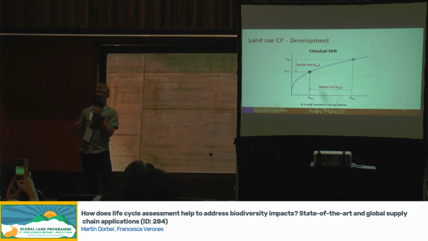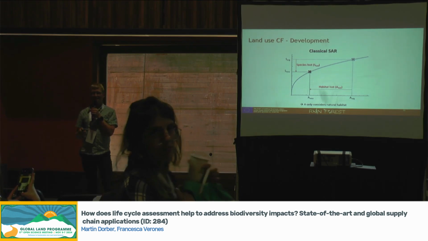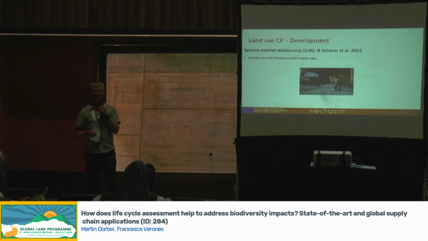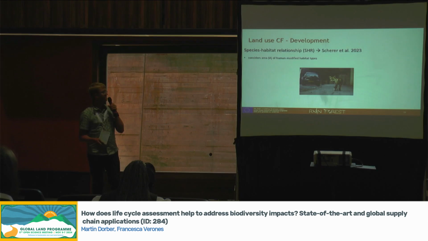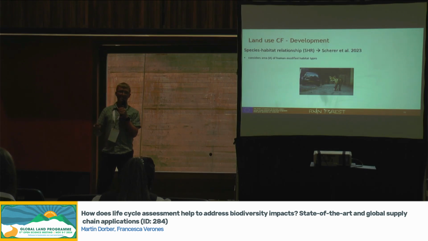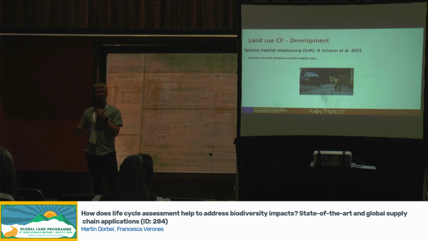So we see here that there are some limitations to this method. This is why there have been lots of developments going on in the field, and the most advanced one that we're currently having is the so-called species-habitat relationship. The first improvement is that it can also look at human-modified habitats, not only natural land. For example, it's considering that the fox can survive in urban areas.